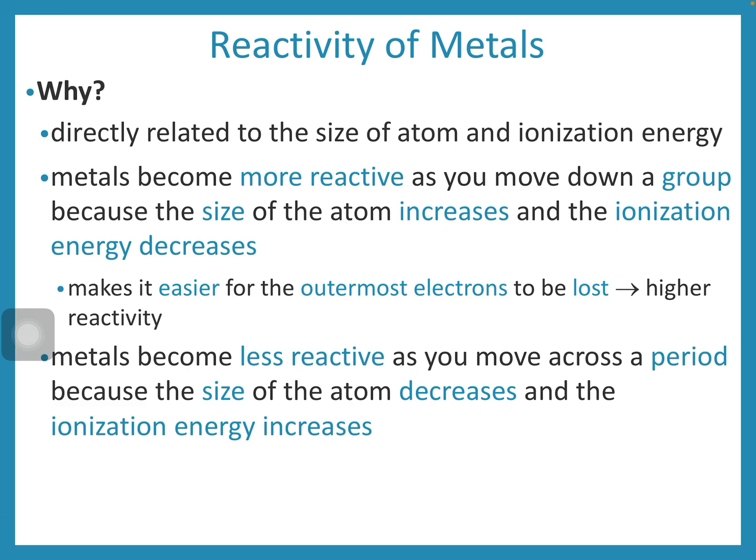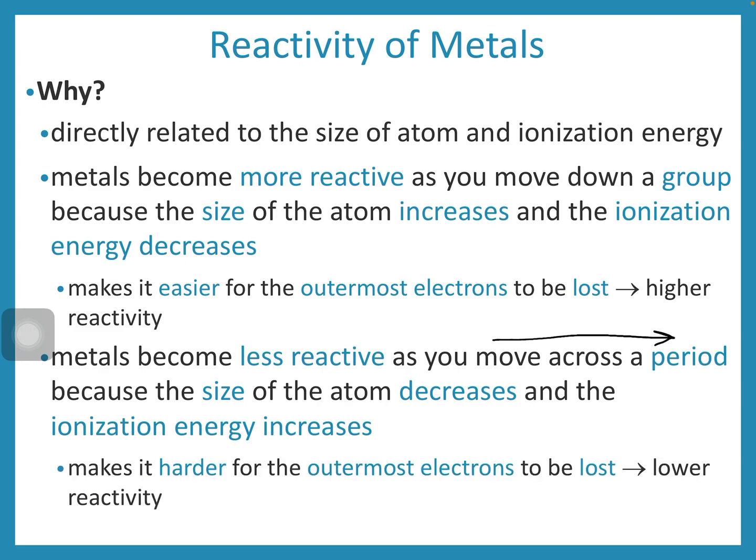So if we move across the period, the metals are going to become less reactive because the size of the atom decreases as we move across a period. And as the metal gets smaller, those valence electrons are going to be closer to the nucleus. So there's going to be a greater attraction between that valence electron and the nucleus, which makes it a lot more difficult for that valence electron to be lost. So as we move across a period, the metals are going to get less reactive.